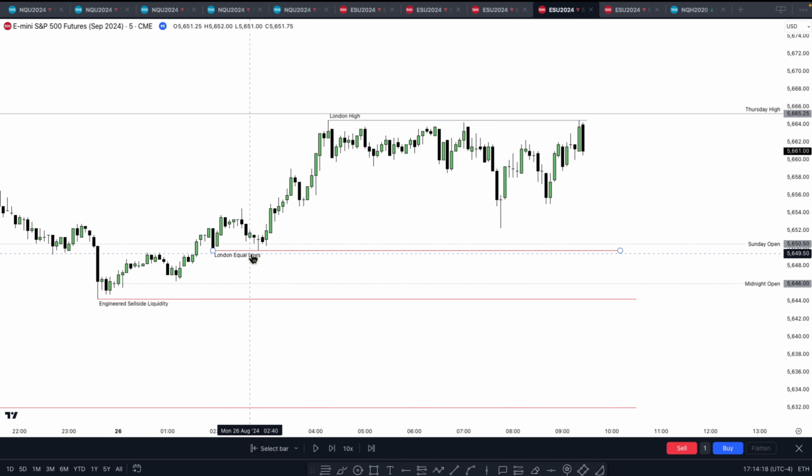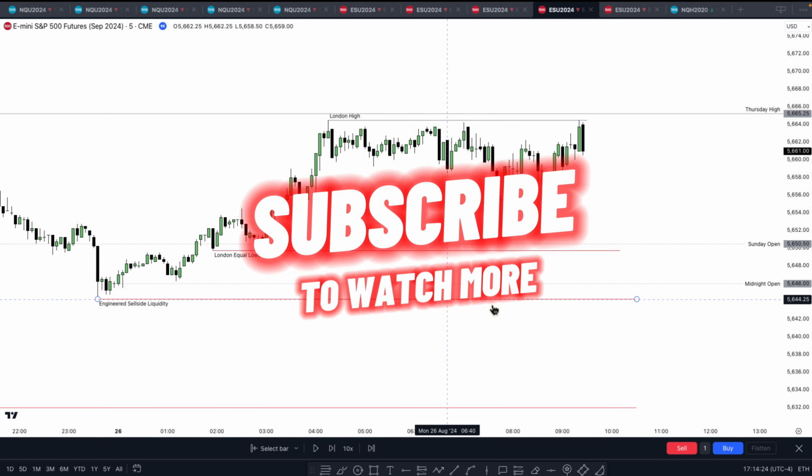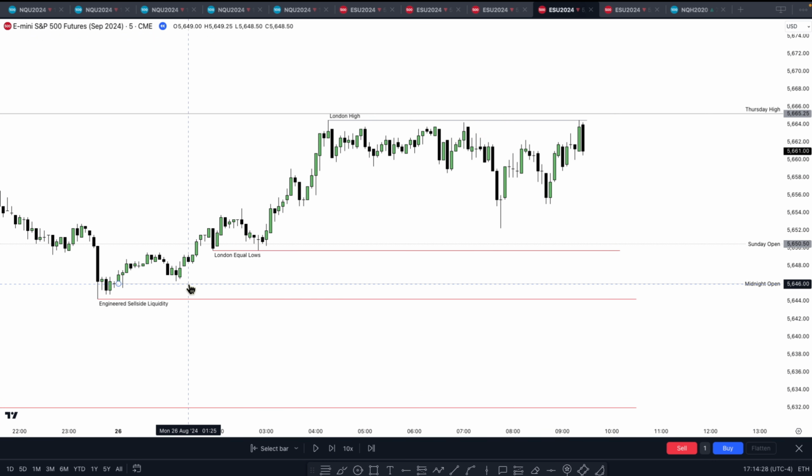So beyond London equal lows, what do we have? Engineered sell side liquidity. Why am I internalizing this that way? Because just like Sunday opening price here, that liquidity pool is just below midnight's opening price. So what am I discussing here?